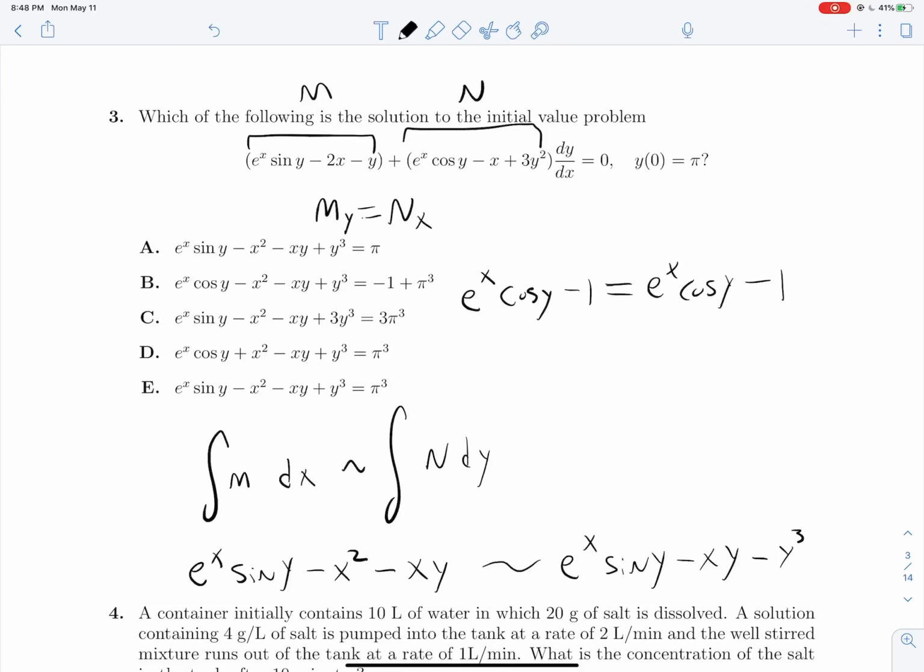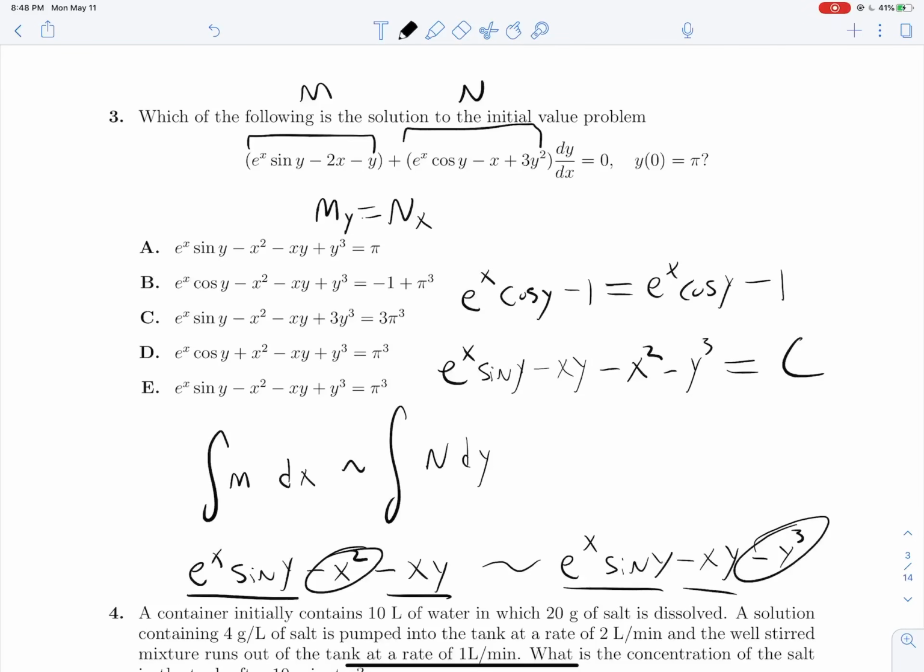Okay, so now what we have here is two expressions that we can form our solution from. Since we have overlap in all of the terms that contain both x's and y's, we'll only count those once. So we're left with a solution e to the x sine y minus xy minus x squared minus y cubed, because we still have these unique terms that we have to count additionally, is equal to some constant c. We're told that y at 0 is equal to pi. So let's solve for that.